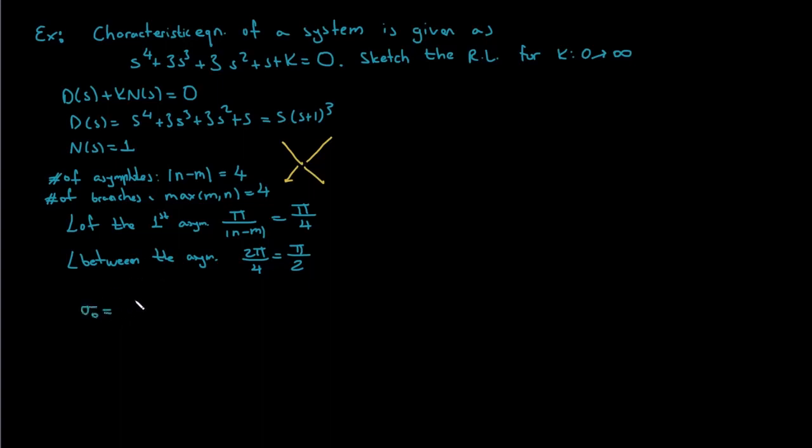The intersection of the asymptotes is equal to the summation of poles minus the summation of zeros, divided by n minus m. The summation of poles is equal to minus 3, right? And since there are no zeros, the summation of zeros is equal to 0, and n minus m is equal to 4, so it is equal to minus 3 over 4. So apparently this point is minus 3 over 4. All right, so let's try to sketch the root locus to the right of it over here, if that makes sense.